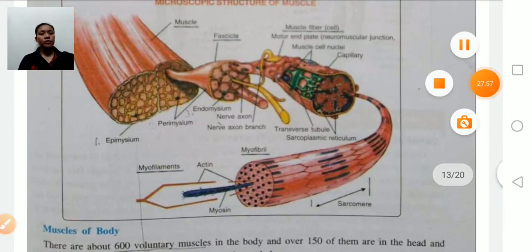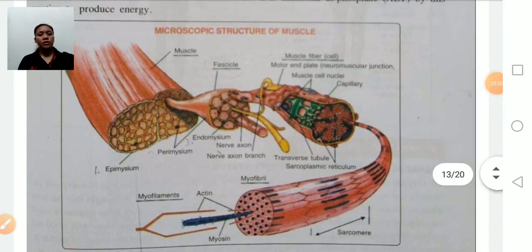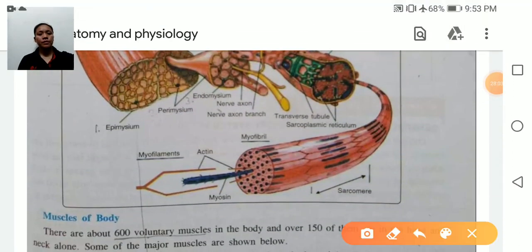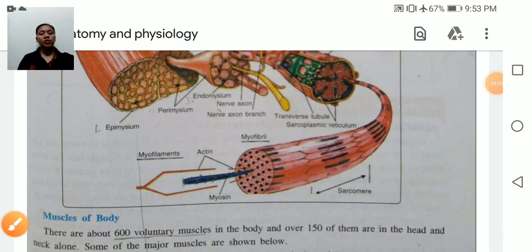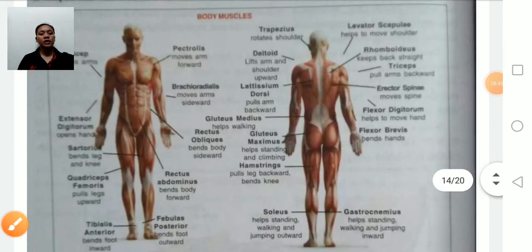As I told you, this is the entire muscle, a group of muscle fibers, a single muscle fiber, and this is a myofibril. The entire muscle is surrounded by epimysium, a bundle of muscle fibers is surrounded by perimysium, and endomysium surrounds the single muscle fiber. Here the actin and myosin filaments contract, and the contraction leads to shortening of the muscle.